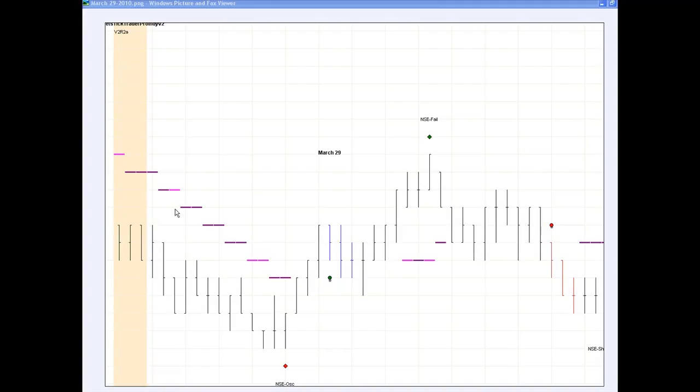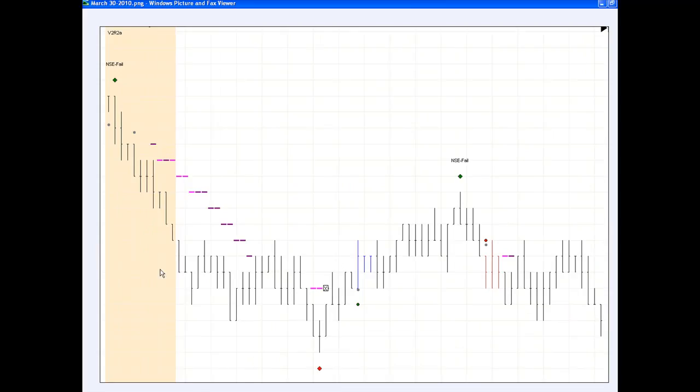These are pullback entries, but these are the NSE entries right here. So what I'm illustrating here is the NSE after we come out of no zone. When we lose this back coloring, we're out of no zone and we're okay to take the next NSE. So March 29th, nice winning trade coming out of no zone.